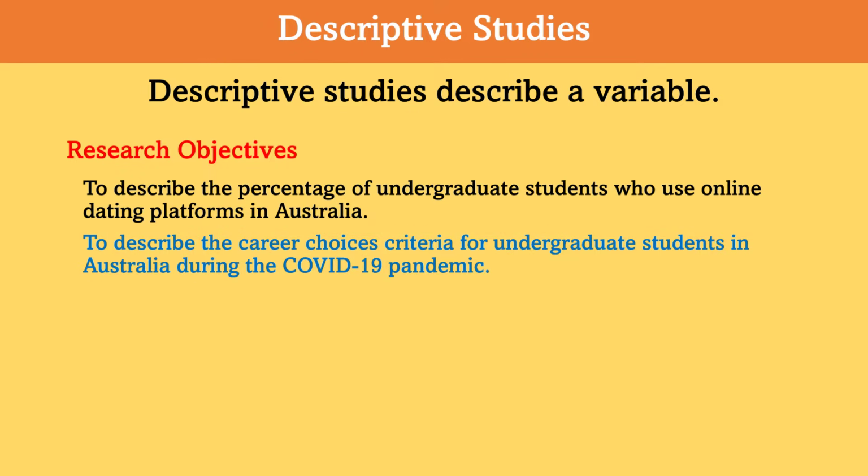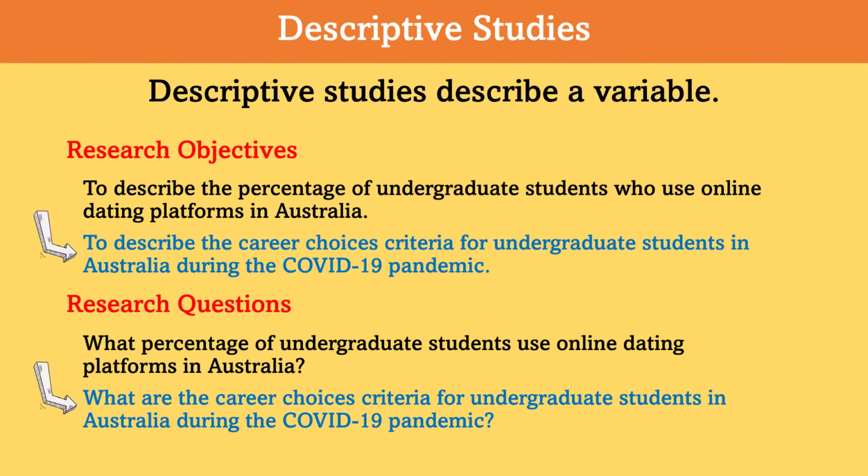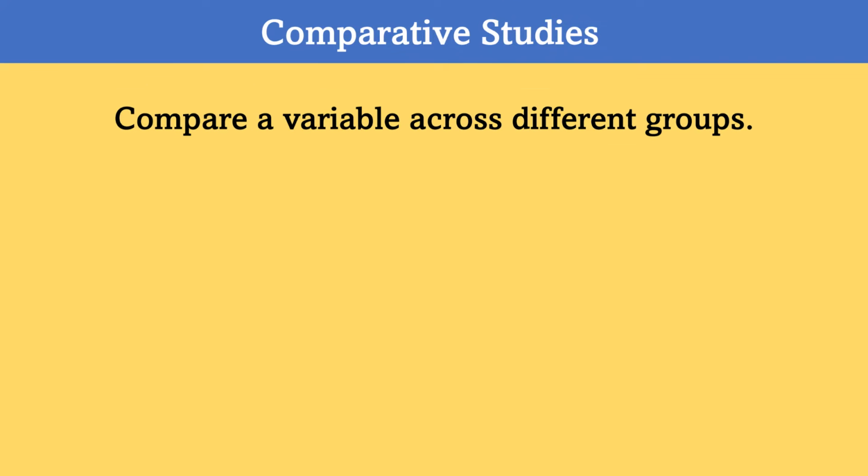The respective research questions for these research objectives would be: what percentage of undergraduate students use online dating platforms in Australia? And for the next one is: what are the career choices criteria for undergraduate students in Australia during the COVID-19 pandemic? The second group of quantitative studies, comparative studies. Comparative studies compare a variable across different groups.